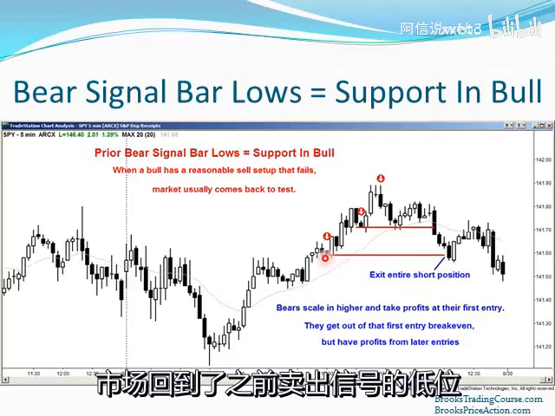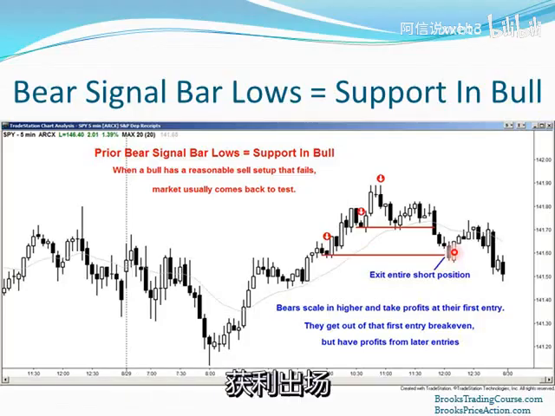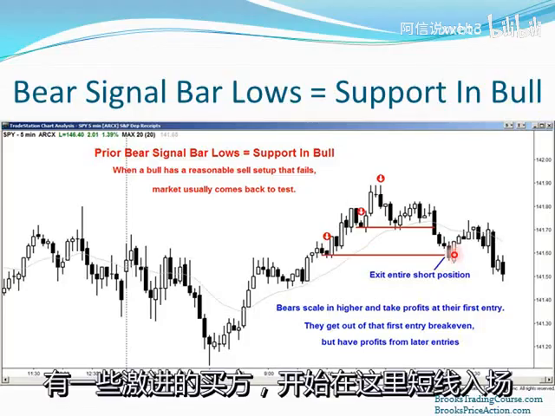We got back to the low of the earliest sell signal, and the market found buyers. Bears bought back their shorts to take profits, and you had some aggressive bull scalpers buying for a scalp.